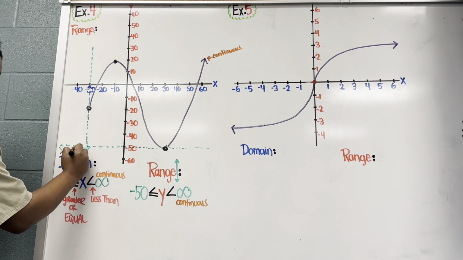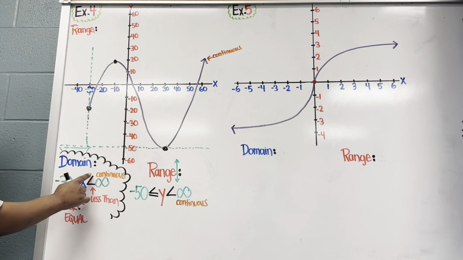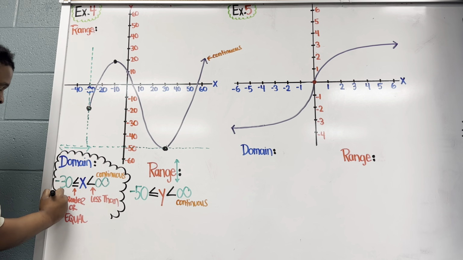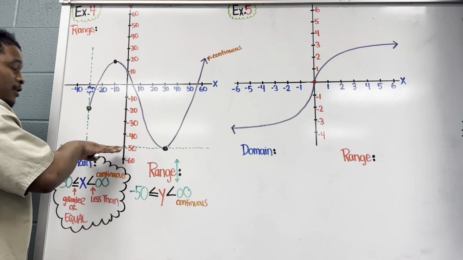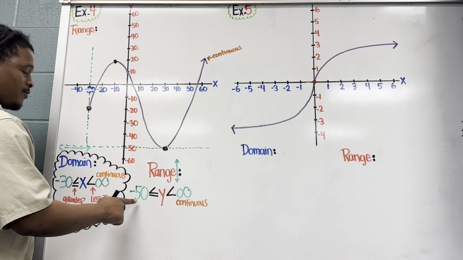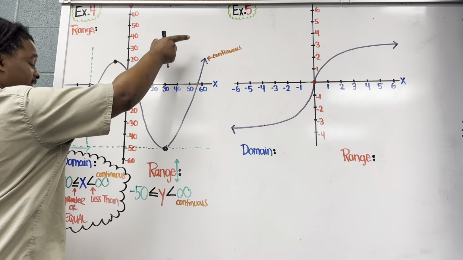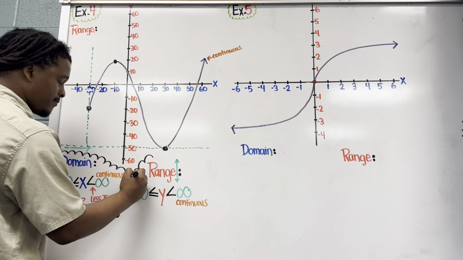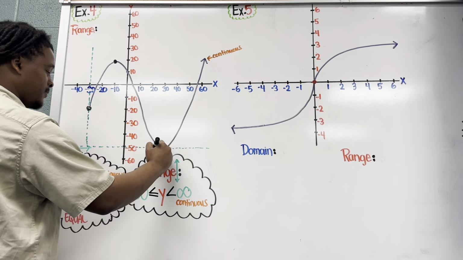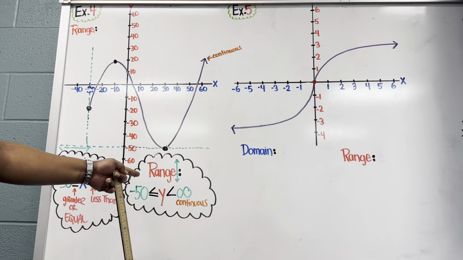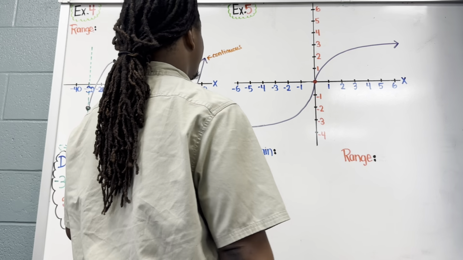Once again, the domain is x is greater than or equal to negative 30, and x is less than infinity. That's the domain. And then the range, the lowest point of the function is y is greater than or equal to negative 50, and y is less than infinity, okay? So once again, guys, that is the range and the domain of this particular function. All right, now I'm going to move on to example 5, right?